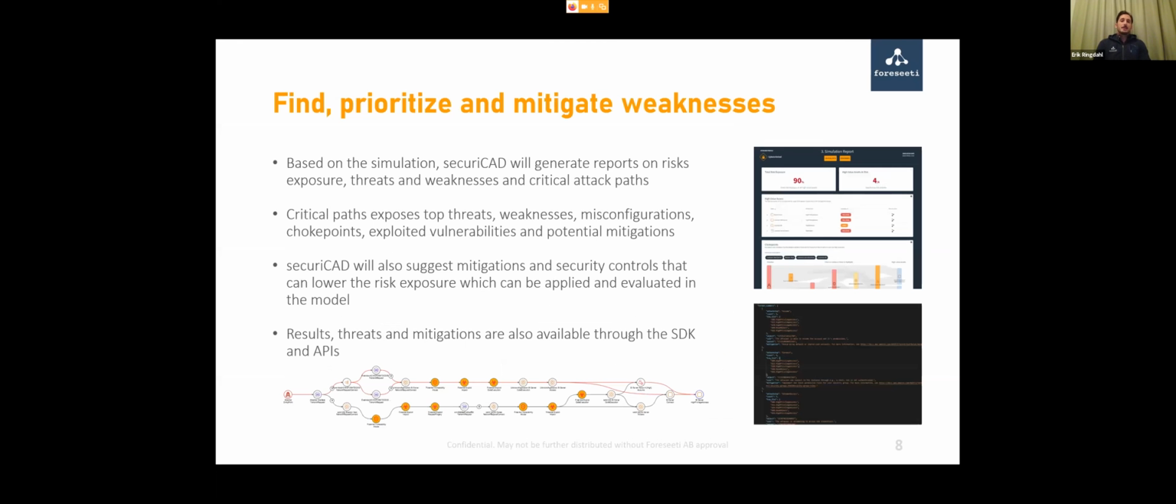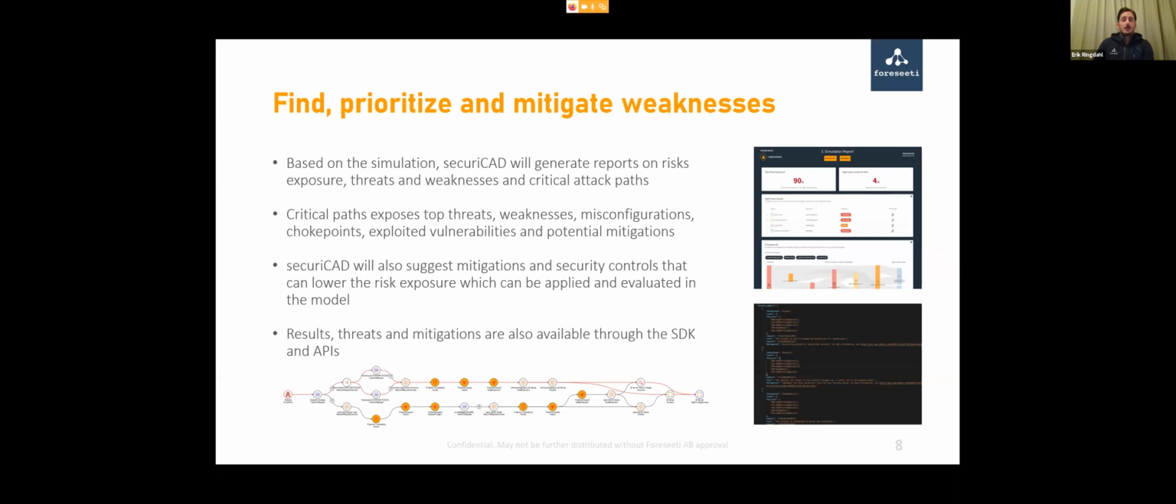Based on these simulations, SecureCAD will then generate reports on your risk exposure, the threats and weaknesses that it might find in your environment, and also these critical attack paths. So the shortest path from the attacker's entry point to your high-value assets. And these critical attack paths will then expose the top threats and weaknesses, misconfigurations, and vulnerabilities that are allowing the attacker to succeed in compromising your high-value assets.